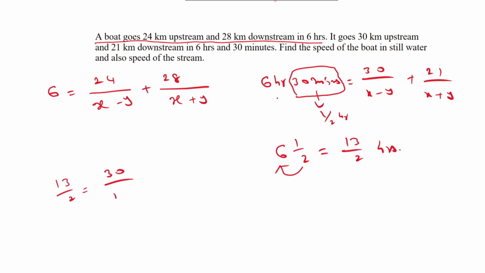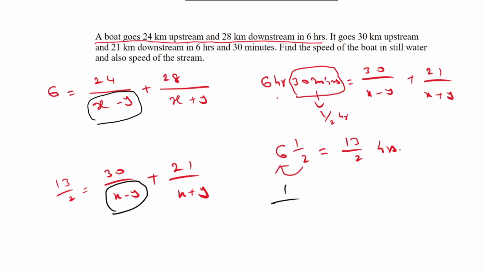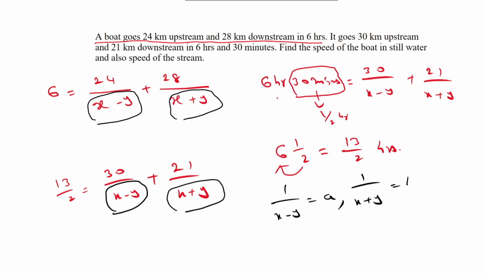30 by x minus y plus 21 by x plus y. Now, if we observe these two equations, here in the denominator x minus y is there, here also in the denominator x minus y is there. So 1 by x minus y, I am taking as some constant a. Next, here in the denominator x plus y is there, here also x plus y is there. So 1 by x plus y, I am taking as some other constant b. Then what will our equations be? 6 equals 24a plus 28b, 13 by 2 equals 30a plus 21b.